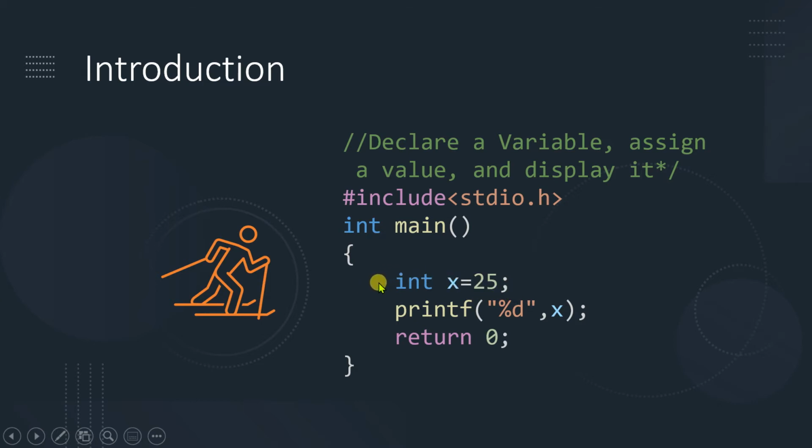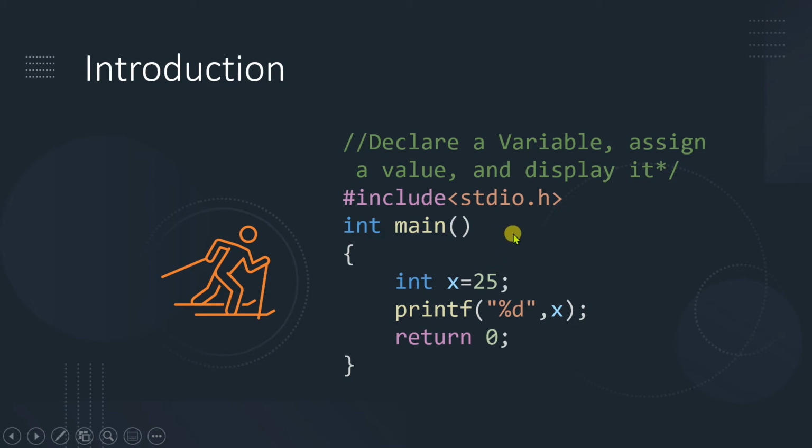Whenever the compiler executes this line, the compiler allocates a space for x, expecting an integer value over there, and we have also provided in this particular line, that is 25. So 25 gets stored in that location, and in the next line, the printf function will execute and display that content, that is 25, on the screen.